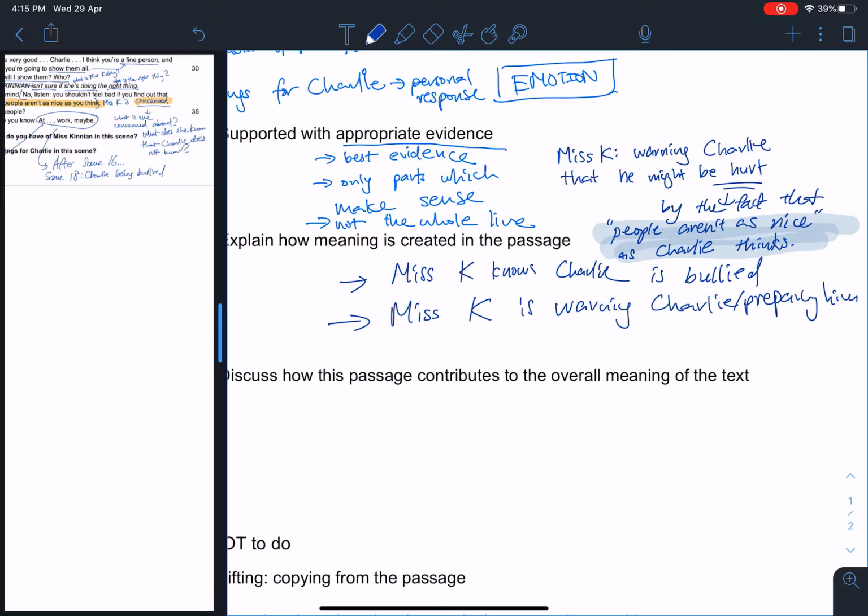And here, because of this, what does she actually care about? Miss K cares about Charlie's feelings. Okay, this is how I show that Miss K cares about Charlie's feelings. It is because I know that she doesn't want him to be hurt.